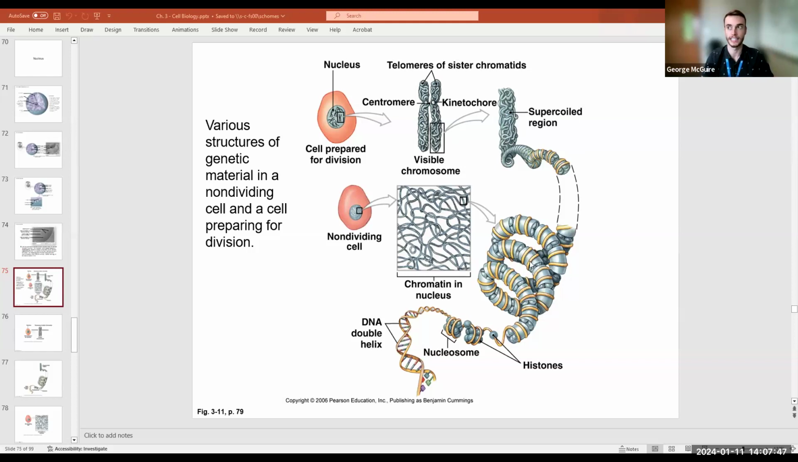Or if there are genes that are permanently inactivated, which all of us have, we do have genes that are almost never expressed. They will be in this nucleosome structure organized into chromatin for most of their life, right? It will only be unraveled if we need to express a gene or if we need to replicate the DNA.